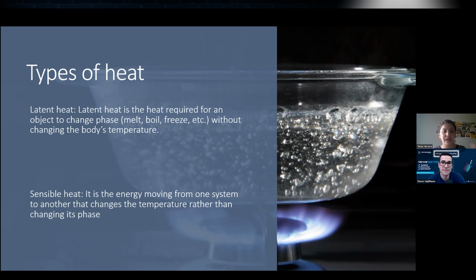And for instance, we also have different types of heat. So we have latent heat and sensible heat. And this is very important in heat exchangers and also in refrigeration. So sensible heat is literally the heat that can be felt. It's the energy moving from one system to another that changes the temperature rather than changing its phase. So this one can be measured with a thermometer. And for instance, we have refrigerants that don't have a phase change. So these ones work under the principle of sensible heat.